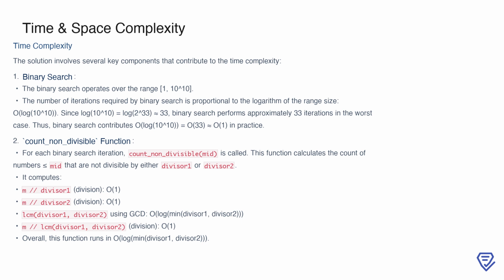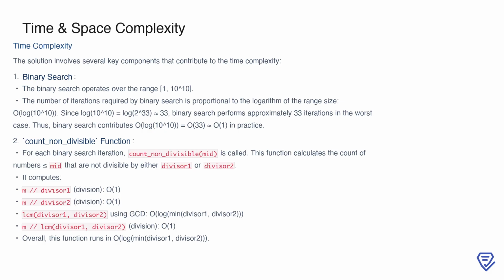Binary search operates over the range from 1 to 10 to the power of 10, and the number of iterations it requires depends on the logarithm of this range. Specifically, it performs log 10 to the power of 10 iterations, which is equivalent to log 2 to the power of 33, approximately 33 iterations in the worst case. This means the binary search contributes a constant number of iterations in practice.